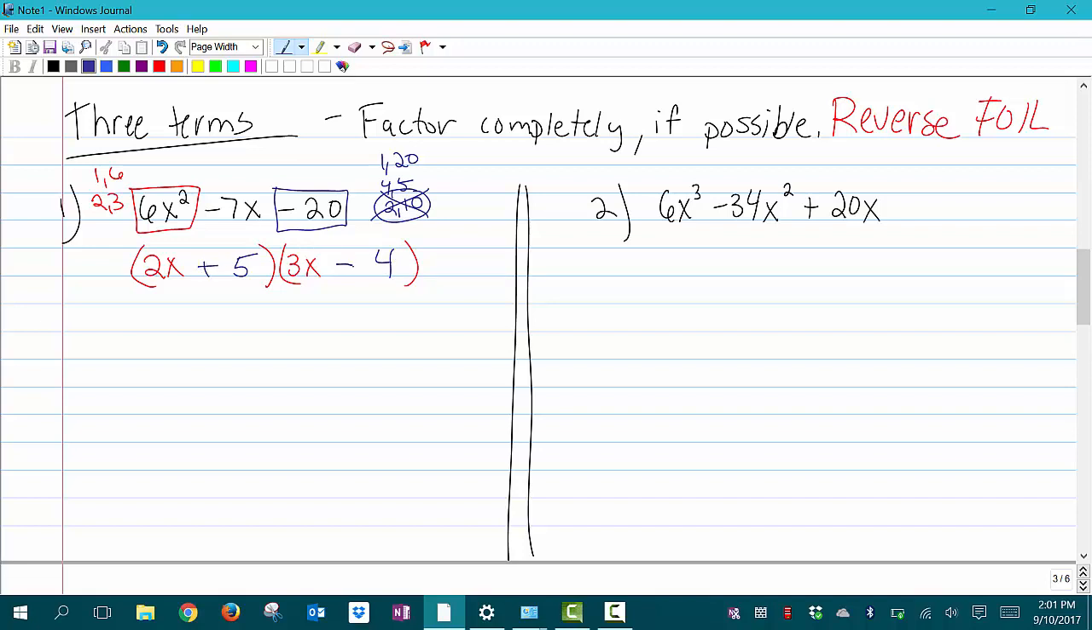Let's throw them in and see what happens. Minus 4 and a positive 5. We always check our work to see if we FOIL it, do we get back what we started.